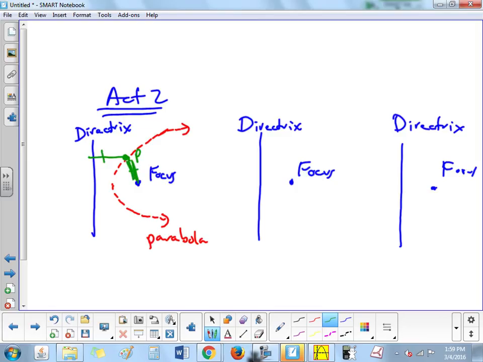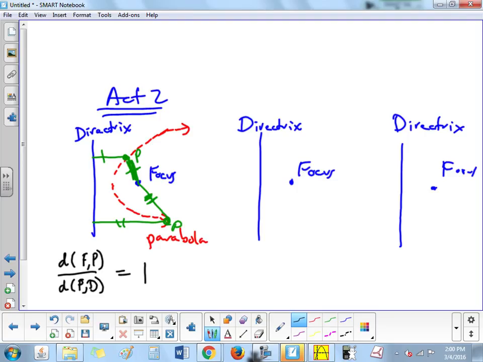So in other words, these 2 green segments are identical always. It doesn't matter where you draw them; they're always the same. So whether you draw them there or whether you draw them over here, that's not a very good scale, you know. But the idea is they're supposed to look the same. So we write that mathematically like this: the distance from the focus to the point divided by the distance from the point to the directrix is 1. The ratio is 1 because of the same length.